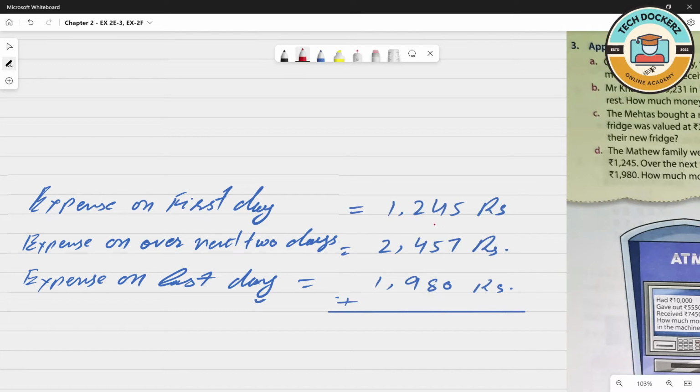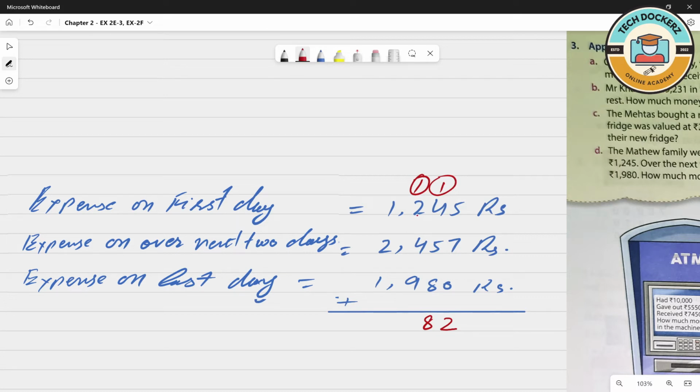Expense on first day, 1,245 rupees. Expense on the next 2 days, 2,457 rupees. Expense on third day is 1,980 rupees. So we will do the addition. 5 plus 7, 12. 2, 1 will be carry. 1 plus 4, 5. 5 plus 5, 10. 10 plus 8, 18. 8, 1 will be carry.